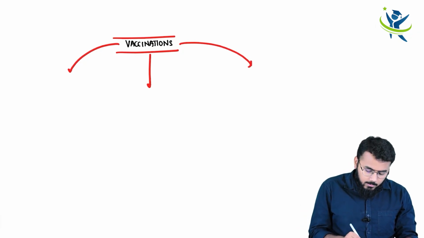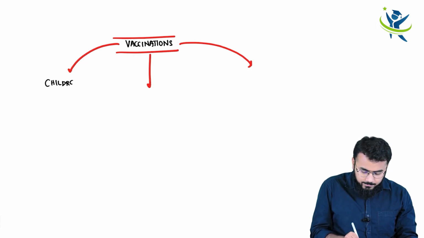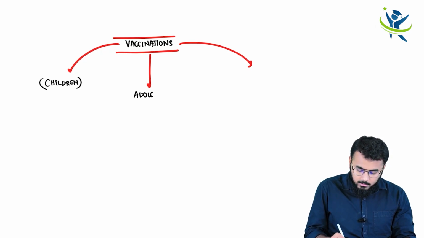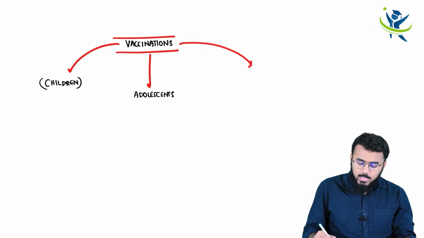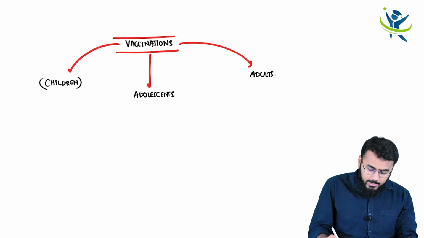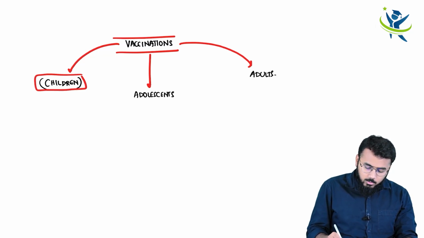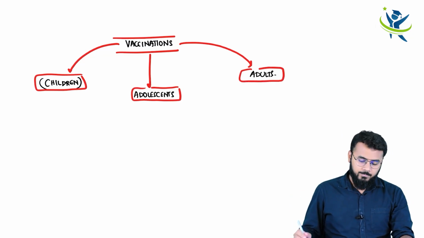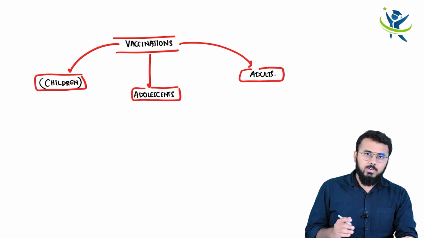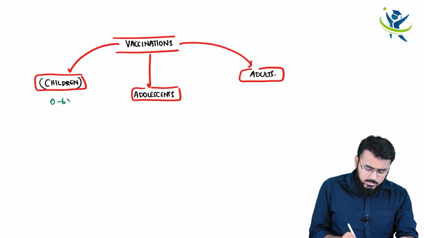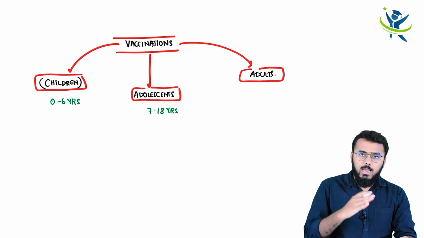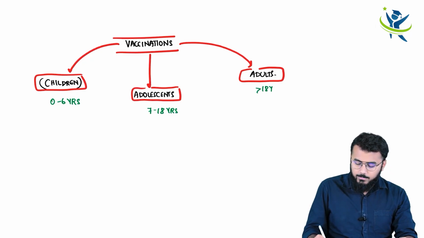So one age group, I want to mention as children, and the other age group are adolescents, and finally the adults. So what vaccines do children require, what vaccines do adolescents require, and what vaccines do adults require, we shall be discussing now. Children in the sense age 0 to 6 years, adolescents in the sense age 7 to 18 years, and after 18 years you have got your adulthood age.